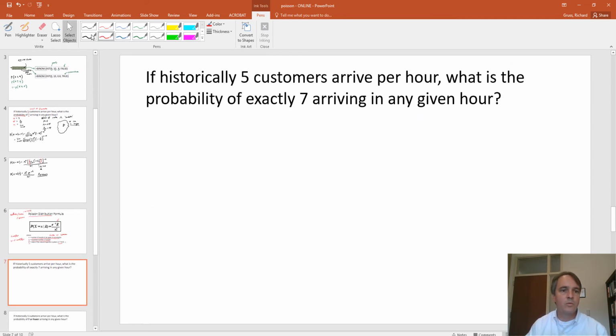Okay, so we're back to our original problem. If historically 5 customers arrive per hour, what is the probability of exactly 7 arriving in any given hour? Okay, so we've got our x here. We said that x is going to be equal to 7. And this 5 is our rate.